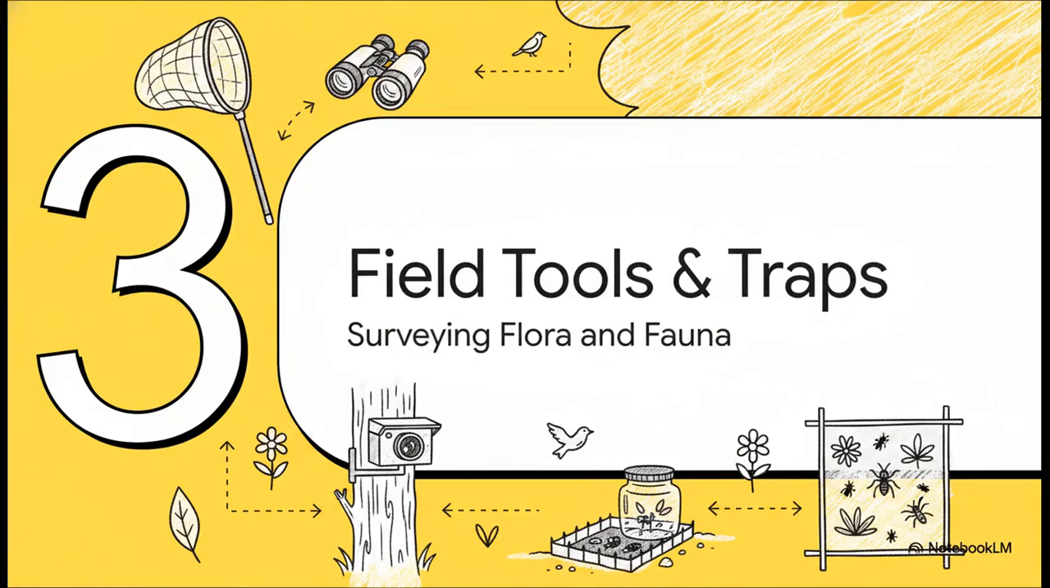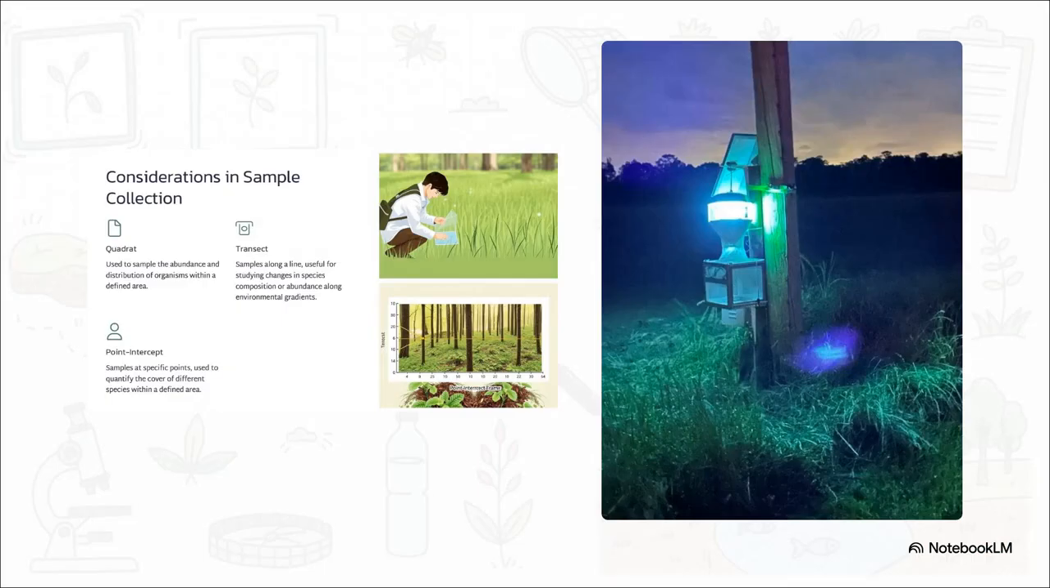Okay, Section 3, field tools and traps. With our plan in hand, it's finally time to crack open the physical toolkit and look at how we actually survey flora and fauna. What's really fascinating here is the stark contrast in how we study different types of life. When we're dealing with flora, plants and stationary organisms, ecologists use things like quadrats, which are basically defined squares used to sample abundance, or transects, which are essentially straight lines drawn across a landscape to study how things change along a gradient. But when looking at mobile animals, it's a totally different ballgame.